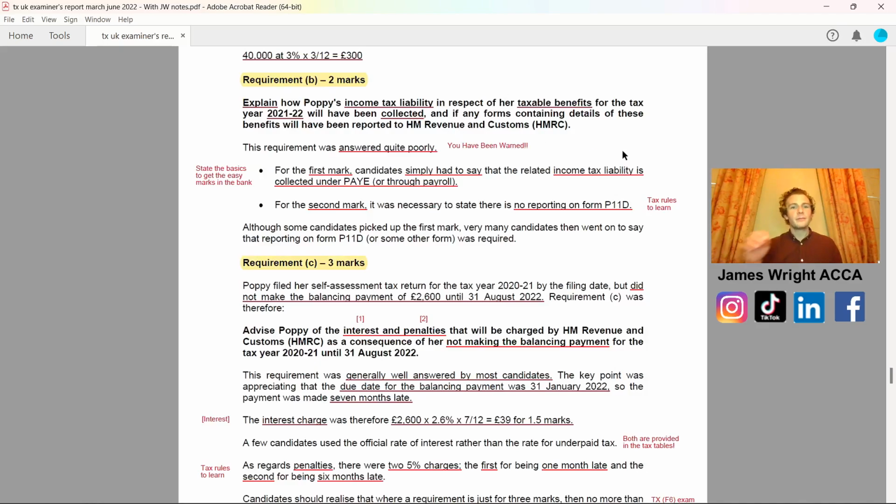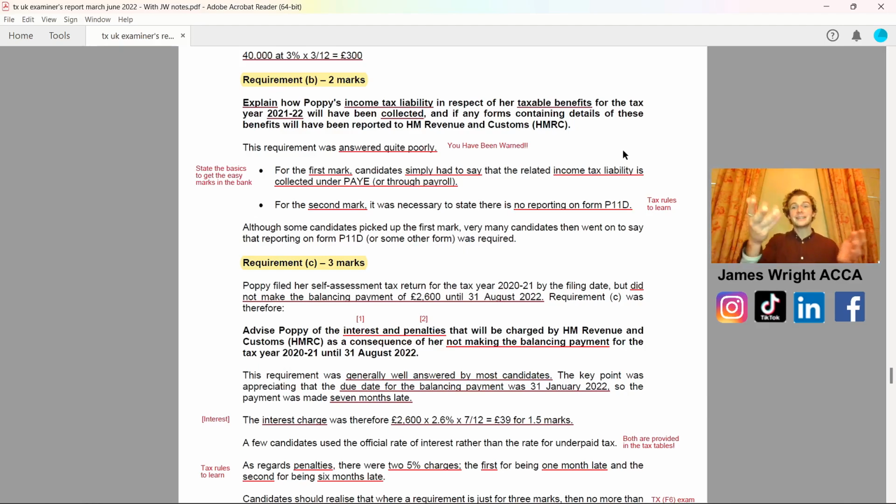Then we also had for Poppy a 2-mark question and a 3-mark question. They've put on here, this was actually answered quite poorly in terms of income tax liability and the taxable benefits. And a little thing in terms of tax rules on there. So the 2nd mark for stating there's no reporting on a P11D, you don't actually have to submit it, the figure would just go on your tax return. But always just state the basics if you've got a narrative question to get those easy marks.